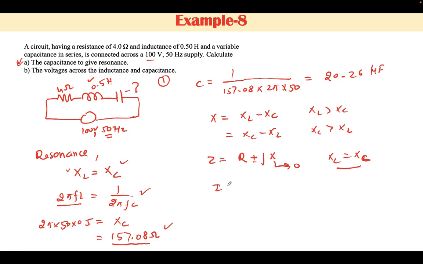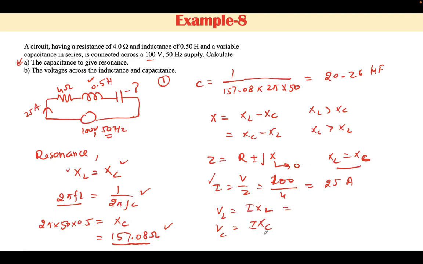Then I of the circuit will be V by Z, and V is given to us as 100 volt. 100 volt divided by Z, Z is 4. The current flowing in this circuit is 25 ampere. Knowing the current in the circuit, we can calculate the voltage across the inductor and the voltage across the capacitor. VL is equal to I into XL and VC is equal to I into XC.